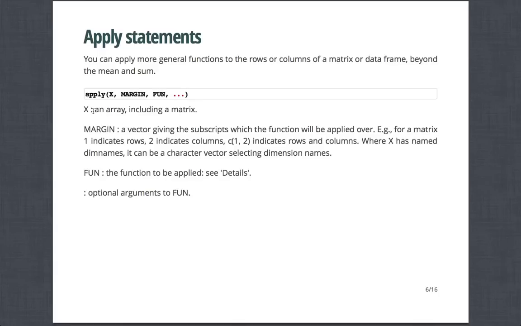So for example, x would be an array. The margin is a vector giving the subscripts for which the function will be applied over. Pretty much for a matrix, 1 indicates do everything row by row, and 2 indicates do everything column by column. And you can also give both, although it's typically rare. And the function can be any function to be applied. See the details in the help file.